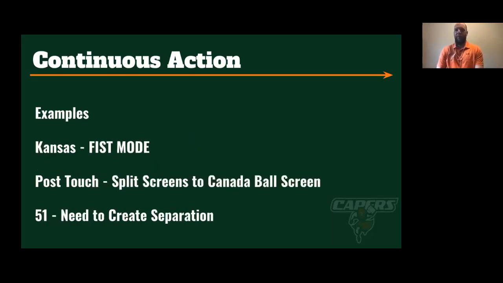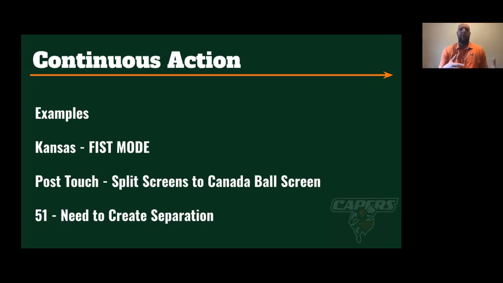A really good example, I feel, is if you take 4 minutes and you type in fist mode, Bill Self in YouTube. He goes over what they do if something screws up. So anytime the ball gets into the post or something screws up, they go into fist mode, and it's how they run pick and roll. It's worth the 4 or 5 minutes of your time to go through that, just to give you an idea of how that works.